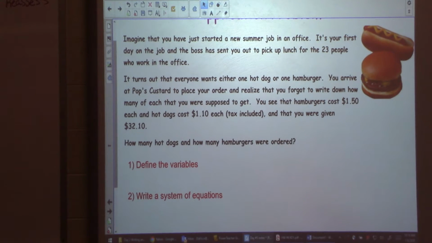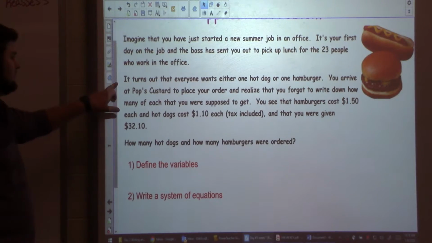You arrive at the restaurant to place your order. You realize you forgot to write down how many of each you're supposed to get. Hamburgers cost $1.50. Hot dogs cost $1.10. You were given $32.10 to pay for it. How many hot dogs and hamburgers were ordered?